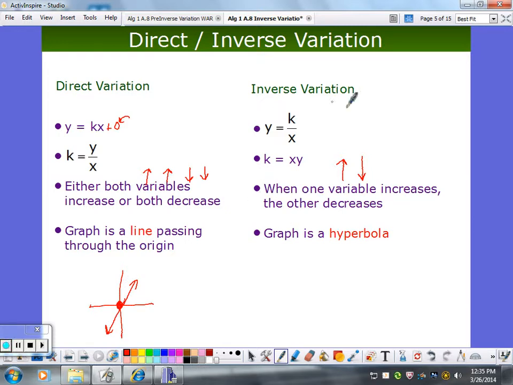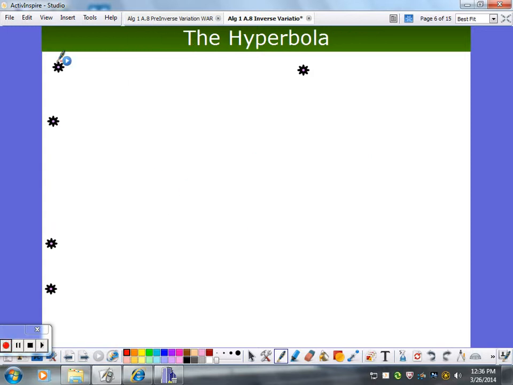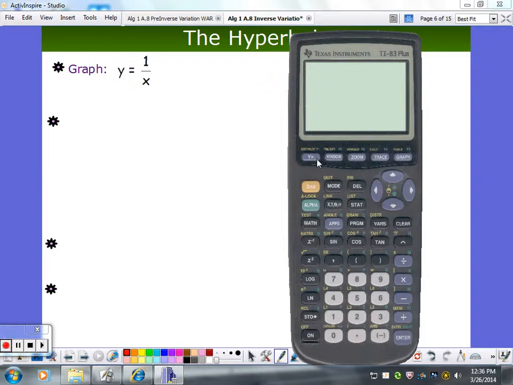Now, the graph of an inverse variation, that's a hyperbola. It's a hyperbola. Let me show you what that is. The hyperbola. Look at it. I'm going to graph y equals 1 over x. You can too if you want to.